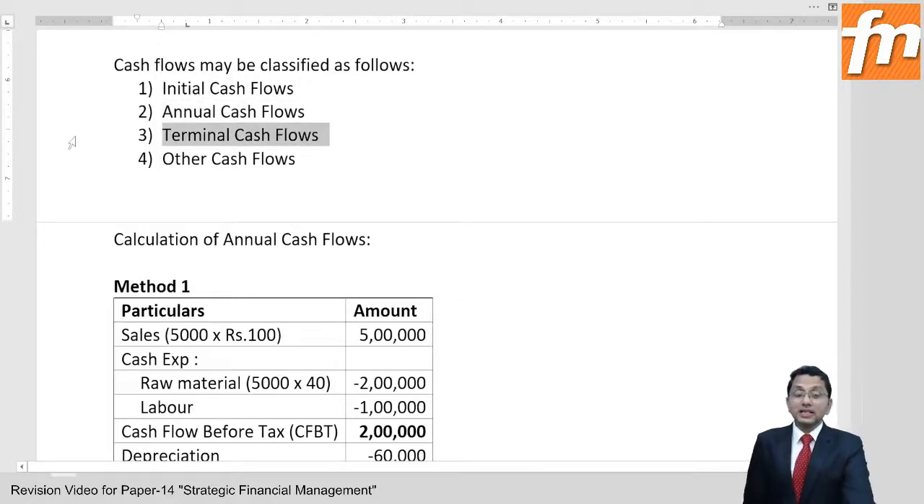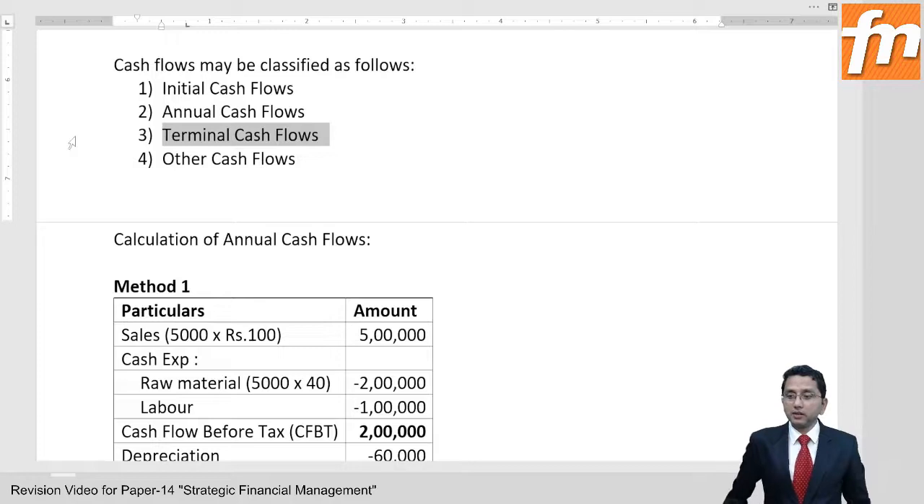Terminal. Terminal means at the end. So when the project comes to an end, that is, the useful life of the asset comes to an end, or when you decide to shut down this particular business, those cash flows are terminal cash flows, like sale of land, building, plant, machinery, sale of furniture, fixtures, vehicles, realization of working capital, payment of taxes on capital gain, etc.